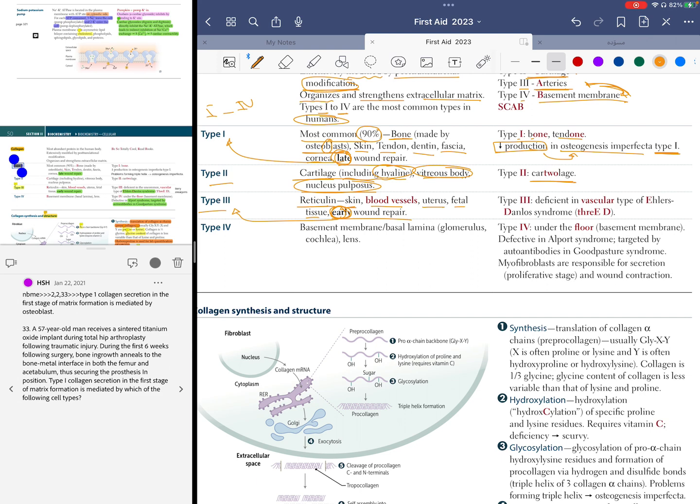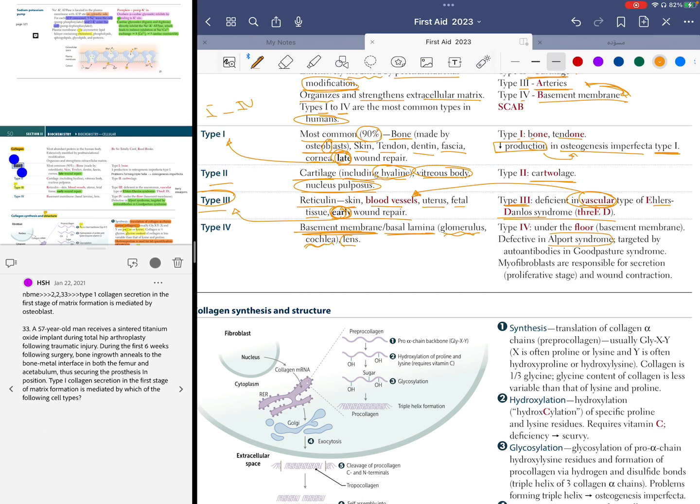Type 3 is deficient in the vascular type of Ehlers-Danlos syndrome. Within the vessels we should have type 3 collagen, and that's normal, but it is deficient in Ehlers-Danlos syndrome. Type 4 is the basement membrane, the basal lamina, found in the glomerulus, cochlea, and lens.